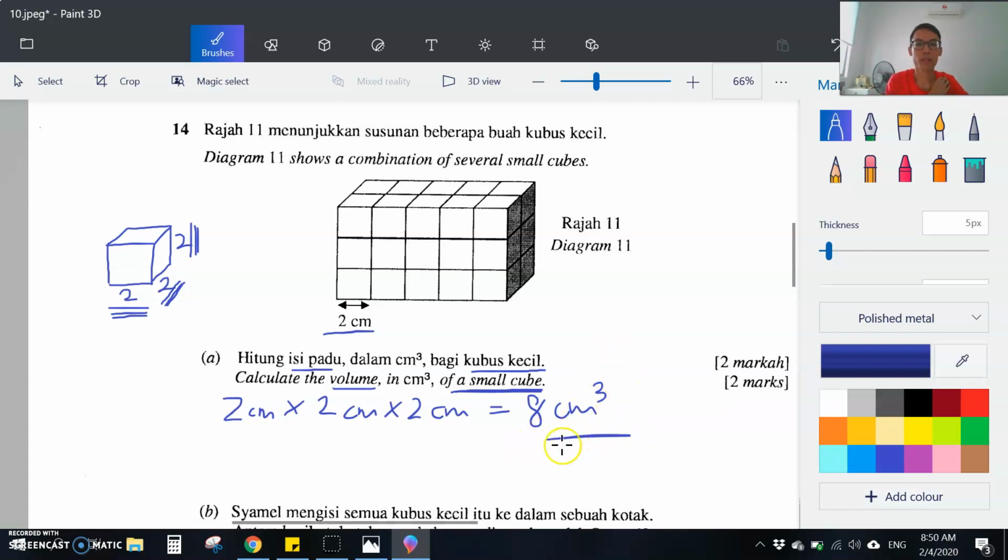Okay, remember to write your unit. Then you get 2 marks. 1 mark for your number sentence, 1 mark for your answer with unit. Without unit, you lose your mark.